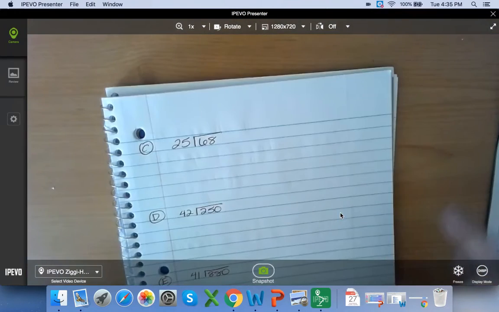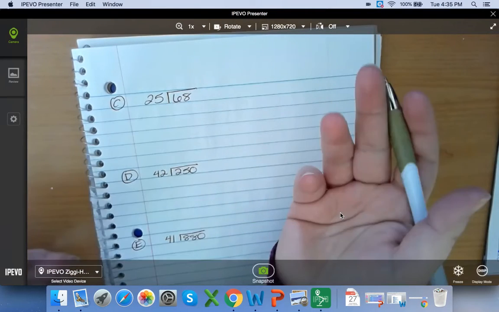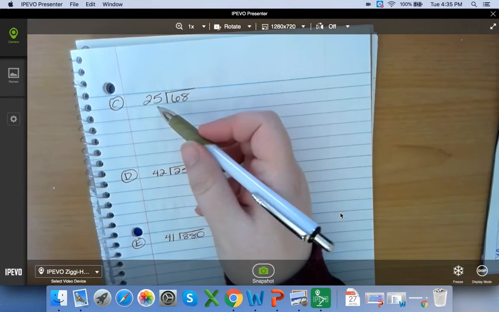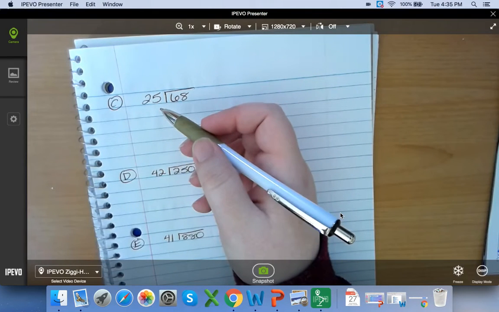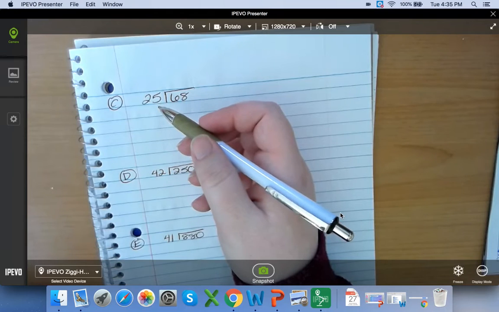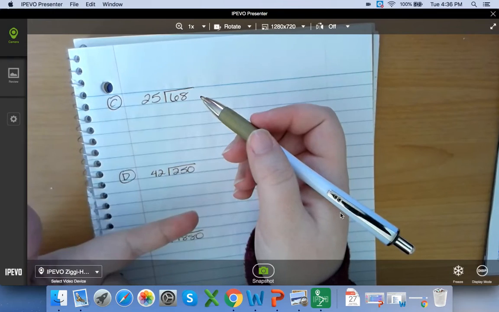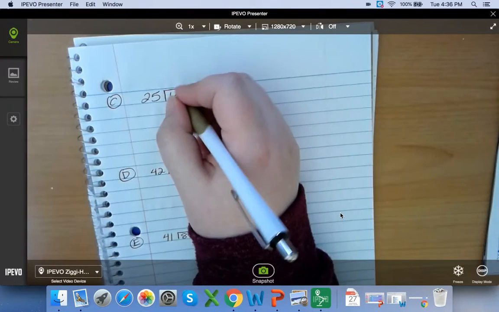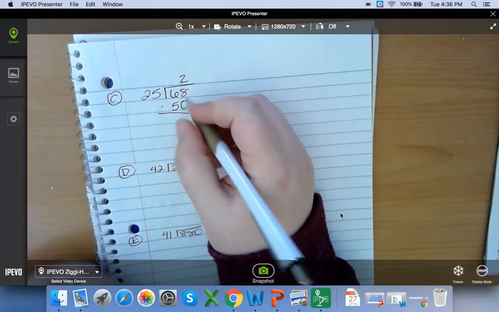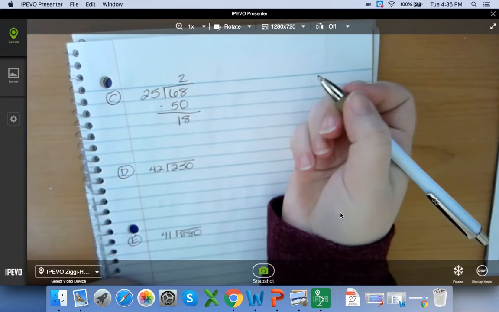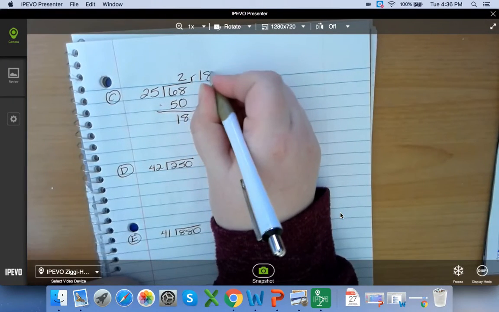Okay, jumping over to letter C. 25 going into 68 now. An easy way to think about it if you have a 25 as your divisor, you can just skip count like money, like quarters. So if I take quarters, I'm going to say, okay, 25, 50, 75. Oh, so now 75 is too much, so it's going to be 2. So there is 50. Now I subtract, that's going to give me 18. I can't bring anything else down, so my remainder is 18.